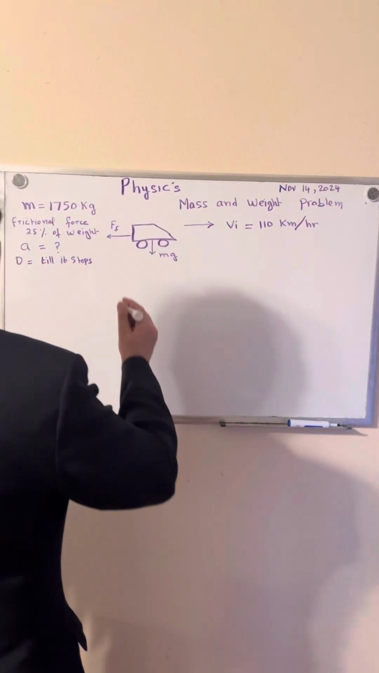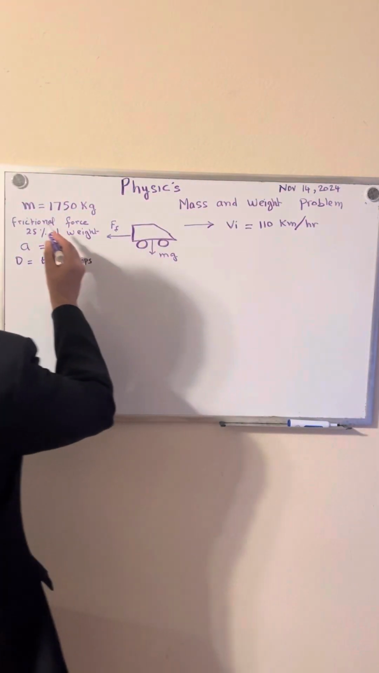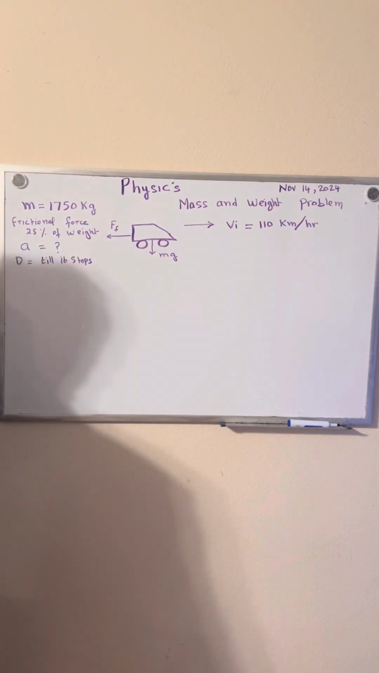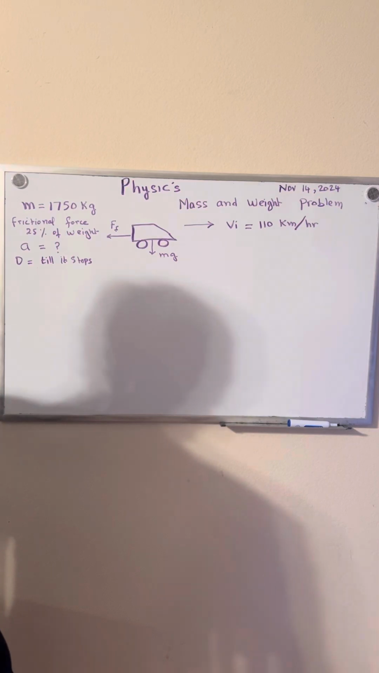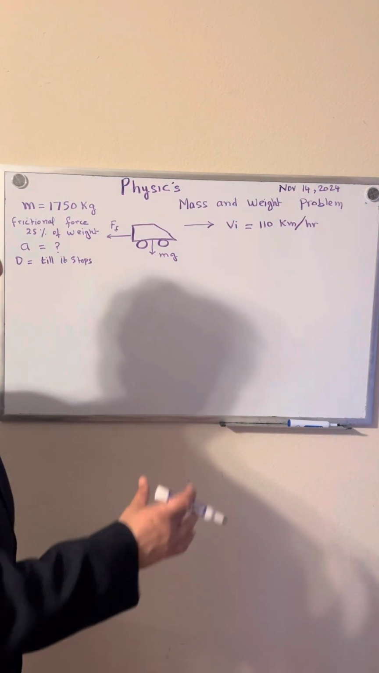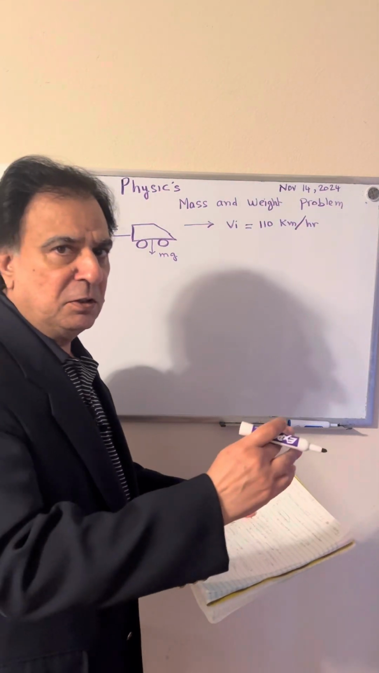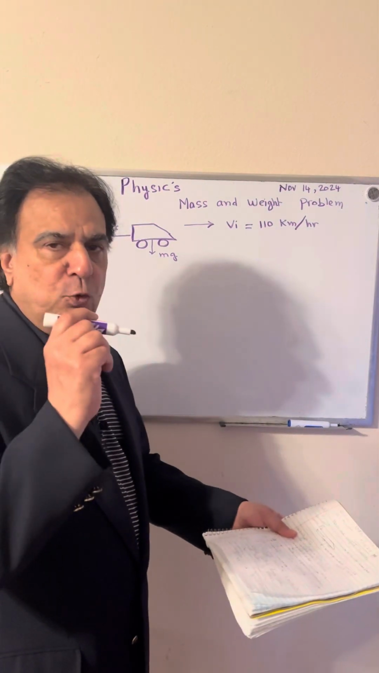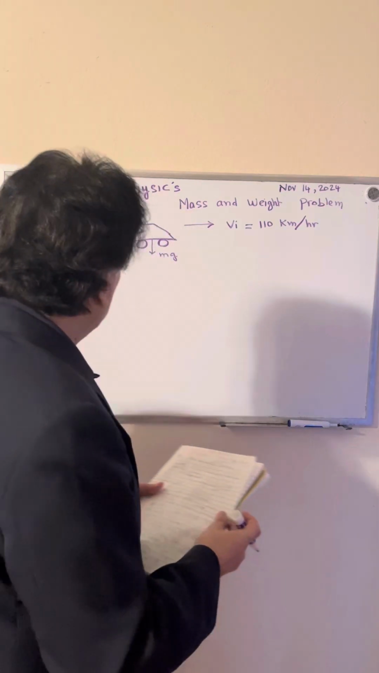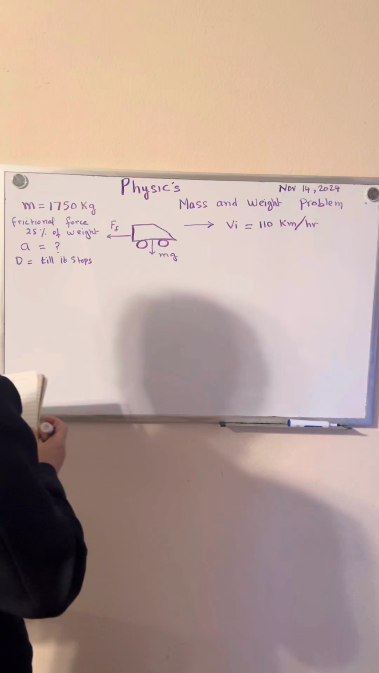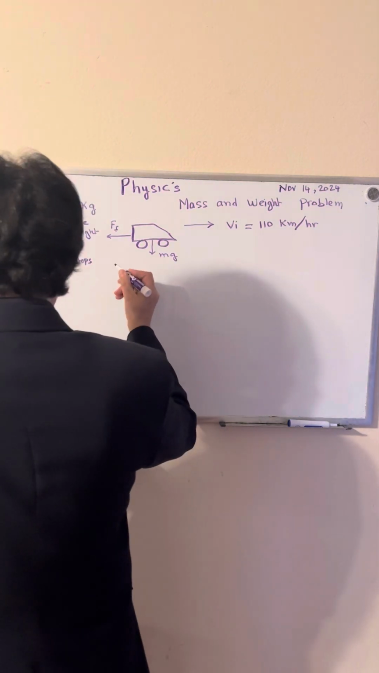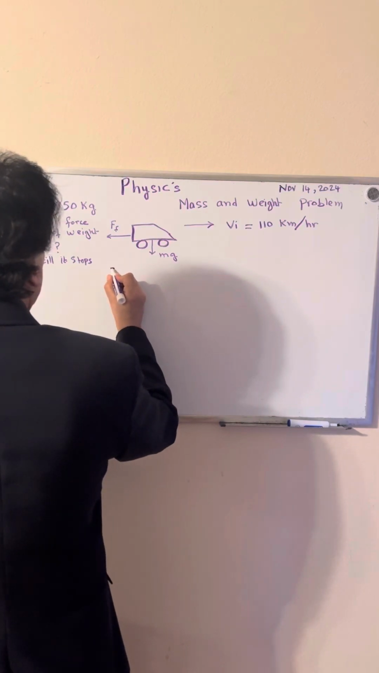So the given is the mass of this car, which is 1,750 kilograms. Frictional force is 25% of the weight. So whatever the weight of the car is, the opposite force, the frictional force, is 25% of that. Let's see if we can find out. First thing we're going to do is find out the frictional force.